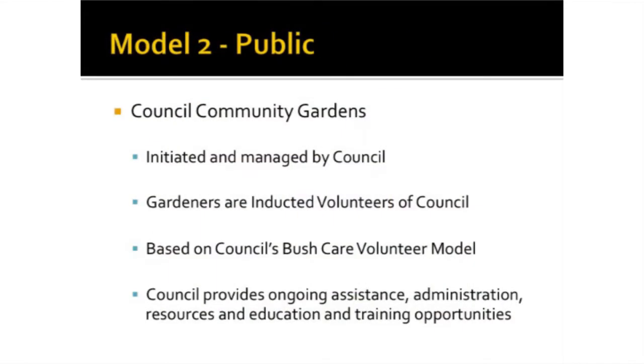The second model, which is relatively unique to council, is a council-managed community garden, and in this case, the community garden is initiated and managed by council. Gardeners are inducted volunteers of council, particularly for insurance purposes, and this is based upon council's bush care volunteer model. In this case, council provides ongoing assistance, administration, resources, and education and training opportunities.